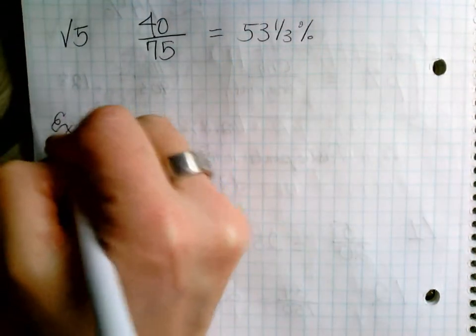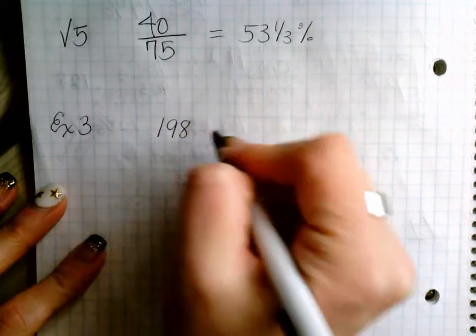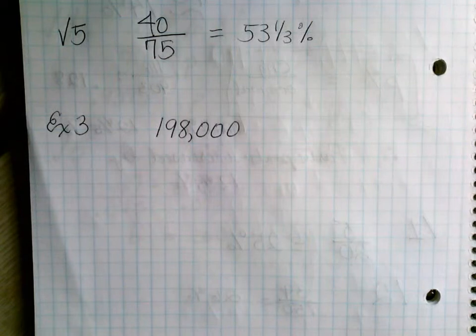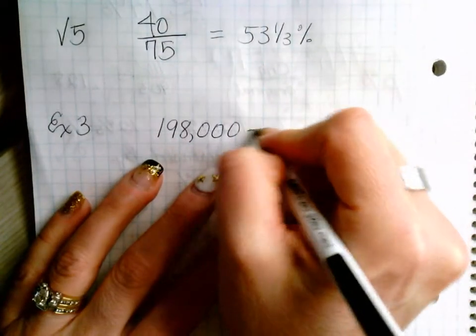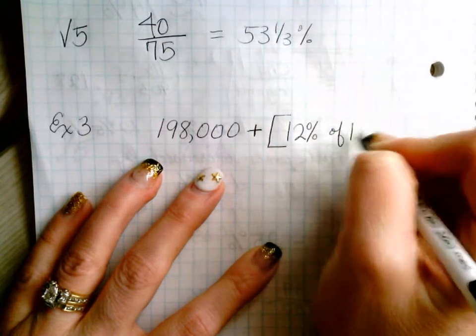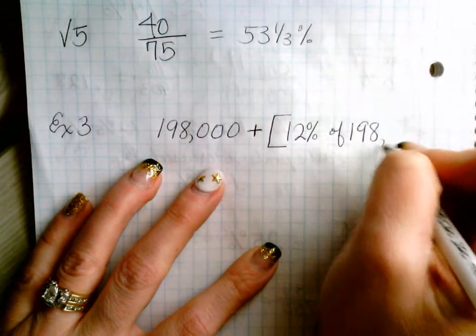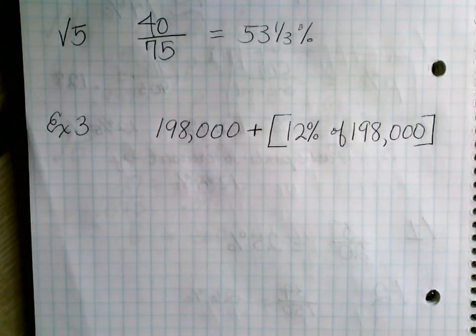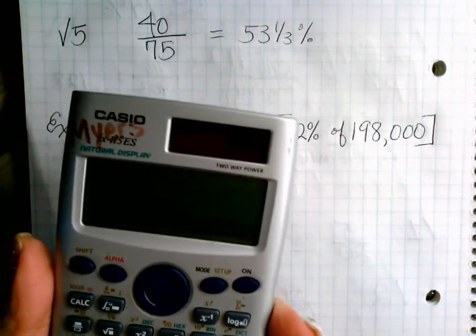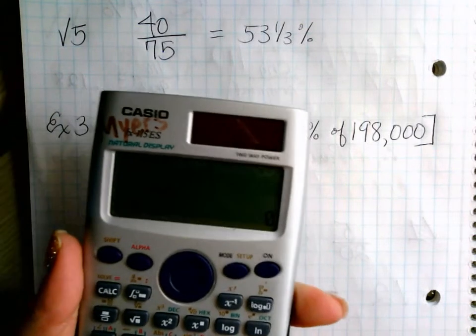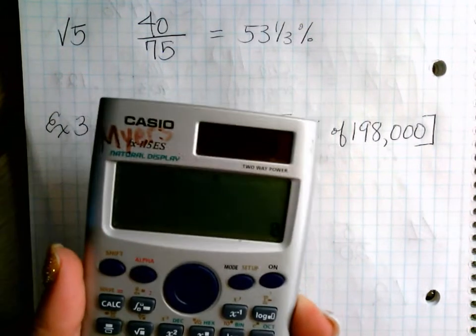Okay, example 3. We started with 198,000 participants in action sports. We increased it by 12%. So if I start with this, I need to add to it the 12% of the original number, right? Would you agree with me? So let's find out what 12% of that is. How do I find percent of a number? Multiply the decimal value of the percent times the number.